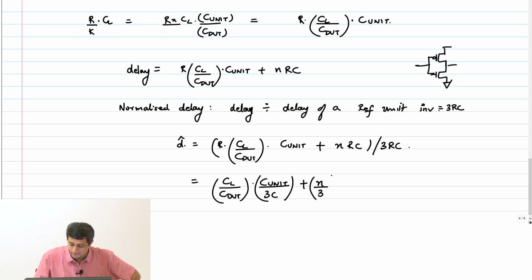Right? What was this, by the way? This was nothing but our normalized parasitic delay that we had. You just count diffusion capacitance on the output and divide it by the diffusion capacitance of the corresponding inverter. You will get the answer there, and you get just N by 3. So for a NAND gate N equal to 6, you will get parasitic delay of 2, normalized parasitic delay of 2. Okay. So let us now more carefully look at what this term means.